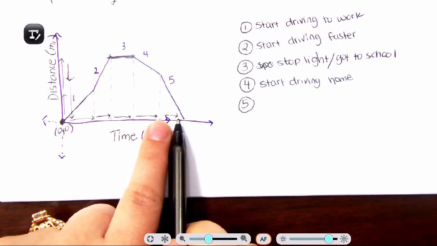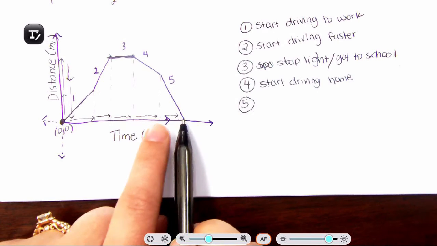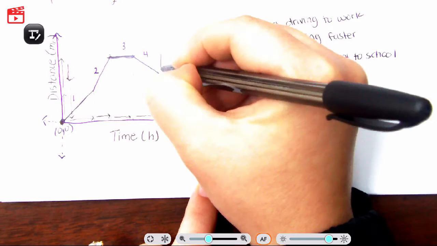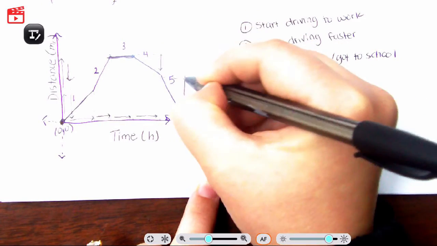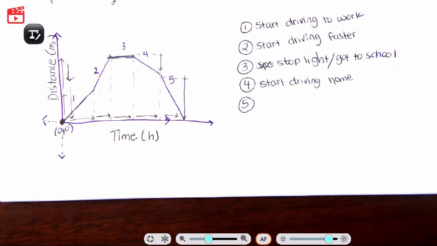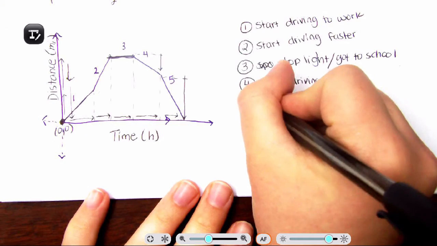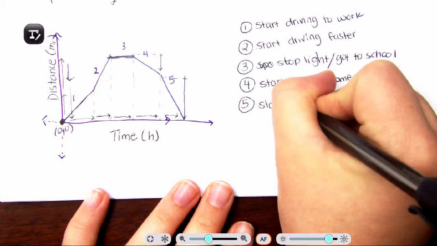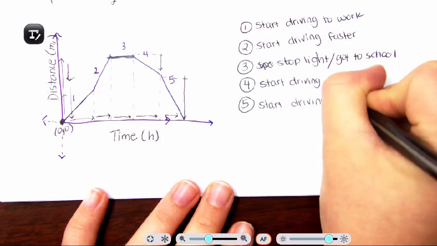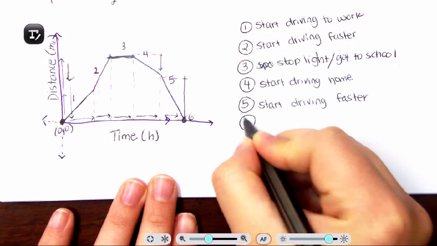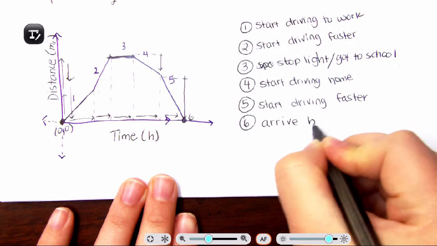And then notice again, time is now smaller, but my distance from here to here is much greater than my distance from here to here. So what is, again, greater distance, but shorter amount of time? So I'm starting to speed a little bit. Maybe I really want to get home. Or maybe I got on the freeway. This was the side streets and this is the freeway. And I'm going to start driving faster. And then this point right here, I'm going to call this 6. And I'm going to say arrive back home.